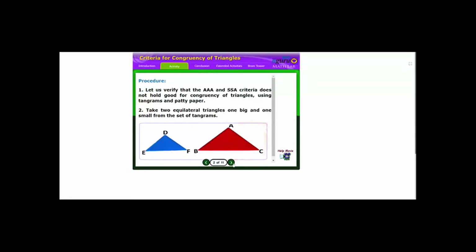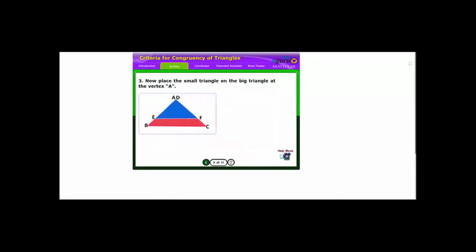Now put the small triangle on the big triangle at vertex A. Are they overlapping? No, ma'am. Their angles are equal, because both are equilateral. Sides are not equal.